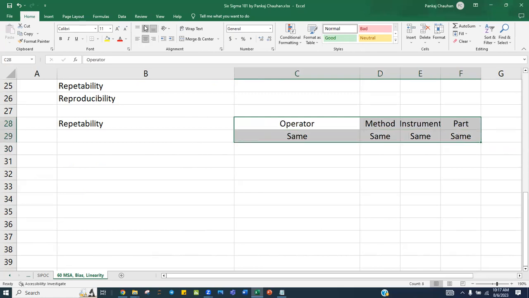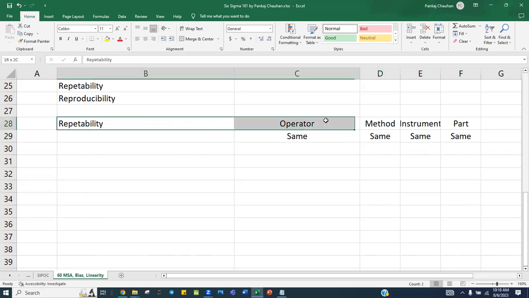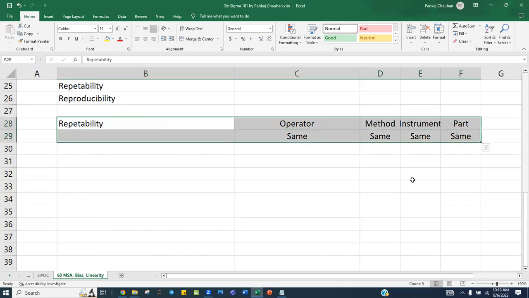Suppose first time the measurement result is X. So second time, third time, fourth time, you are giving the result without any deviation or variation, then your repeatability is high, which means you are able to repeat your own result.